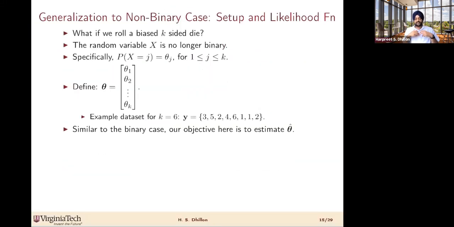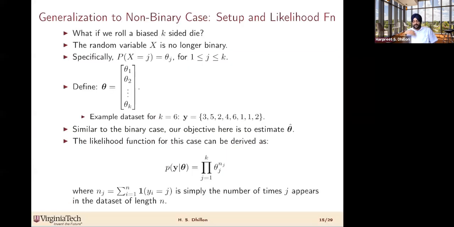All right, so how do we generalize this to the non-binary case? It is actually quite straightforward. Let's look at the setup. Let's say that your random variable x is no longer binary, so it can take k values, and the probability that your random variable x takes a value j is theta j. Then you can define your parameter vector as theta 1, theta 2, and so on up to theta k. Obviously, they all sum to 1. Now, similar to the binary case, our objective here is to estimate theta hat. It's just that theta is a vector in this case.